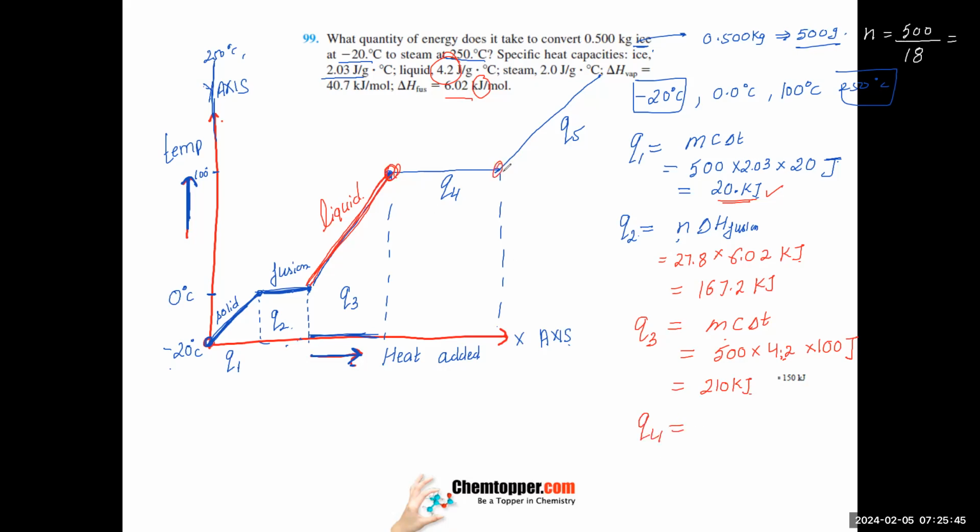Q4. Which equation are you going to use for Q4? And delta H of, yes, Dhruv. And delta H of what? Vaporization. Very good, Dhruv. And N we can calculate. This one is N. 27.8. And delta H of vaporization is given in the question, 40.7. Can you see it's very large as compared to fusion? Kilojoules. How much is this?